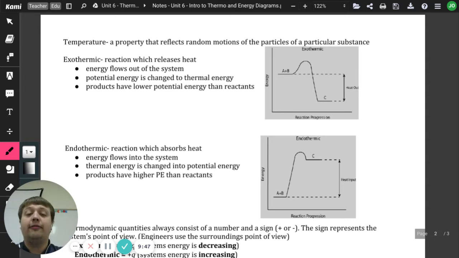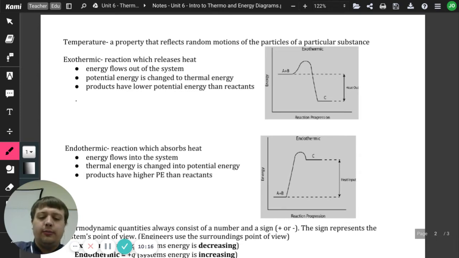Now, we do have transfer of energy, right? We've talked about that. But there are two types of transfer here. We've got exothermic, which is going to be when we have a chemical reaction where it actually releases energy, so releases heat. And so the energy is going to flow out of the system. The potential energy is changed to thermal energy. And then the products are going to have a lower potential energy than the reactants.